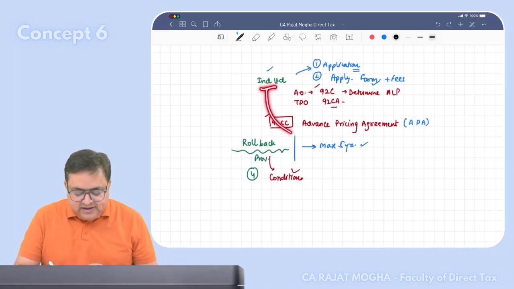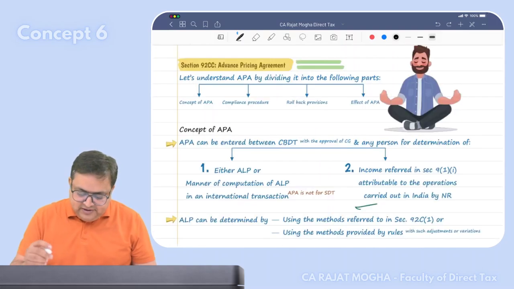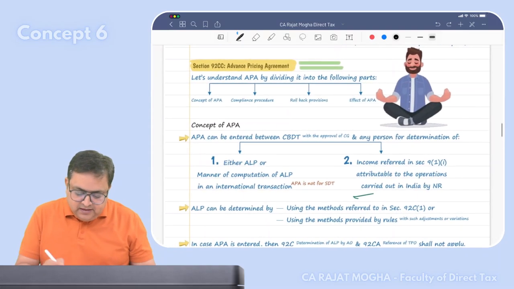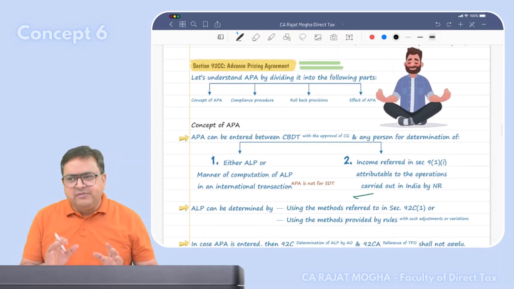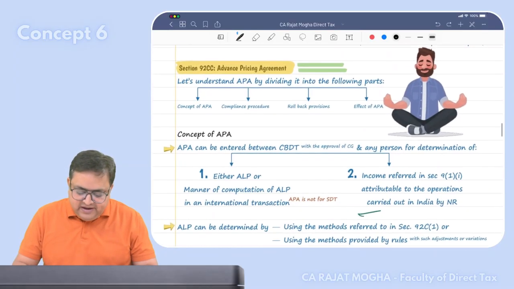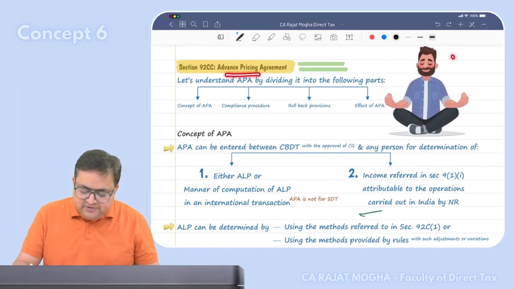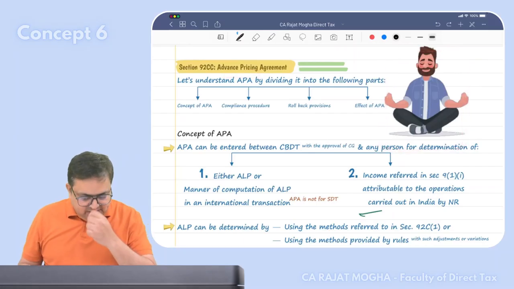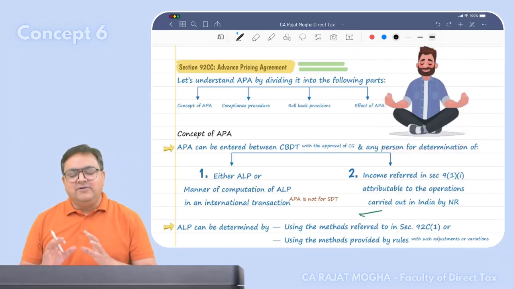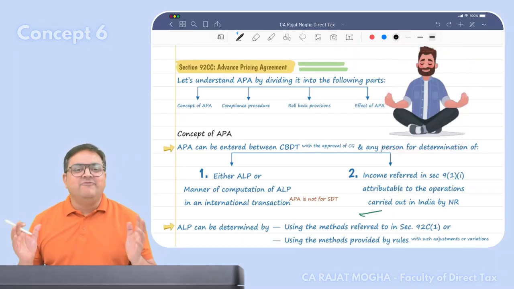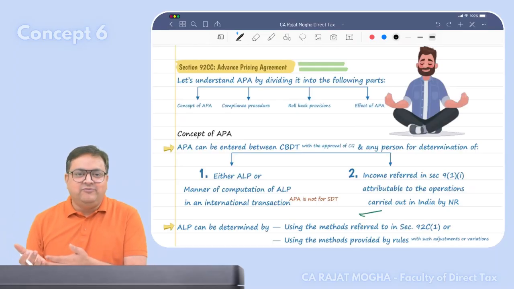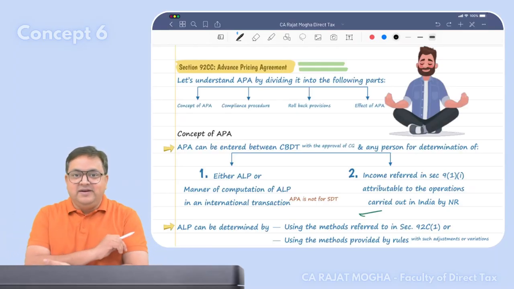So the person can actually apply for the advanced pricing agreement. Okay. So it is written over here. Section 92CC, even if you don't remember the section number, that is completely fine. So advanced pricing agreement. I have just pasted a picture over here. So see, once you get an APA, you are quite comfortable for at least the next 5 years that now your ALP has been decided.